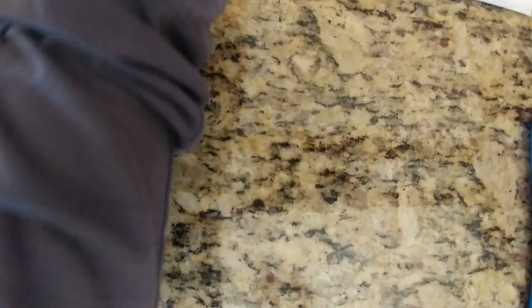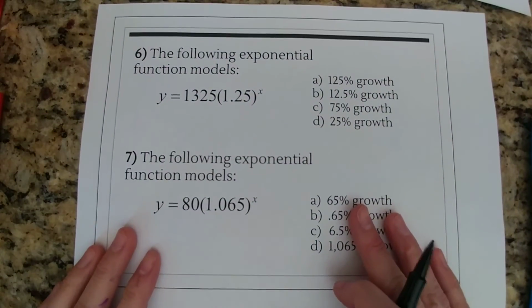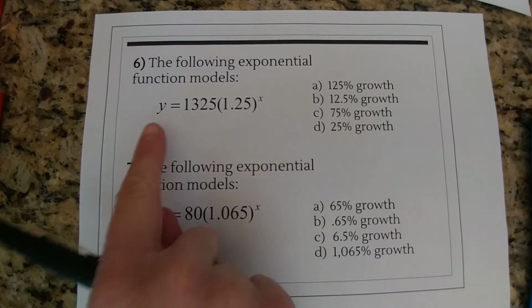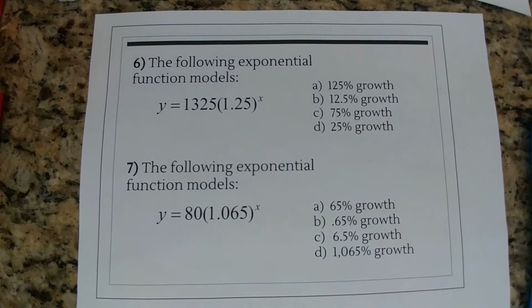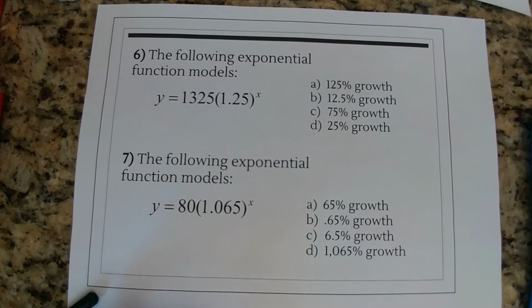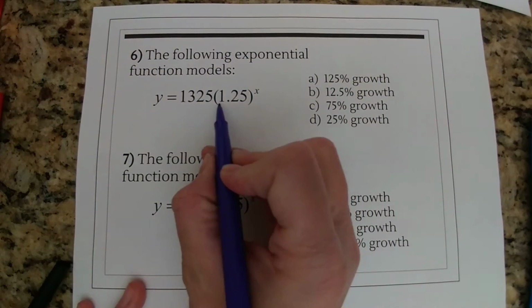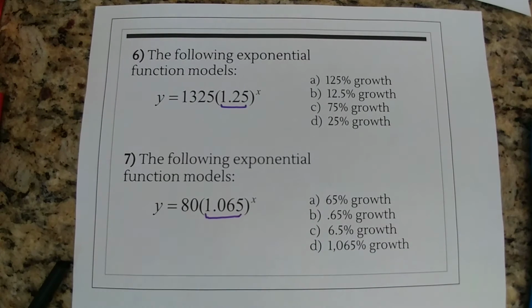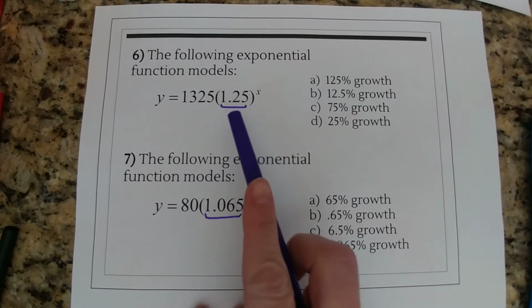All right. 6 and 7. On number 6 and 7, we're given an exponential growth model. Do you see how they are both growth models because this number is bigger than 1 and this number is bigger than 1? And I'm asking you to tell me what is the growth.